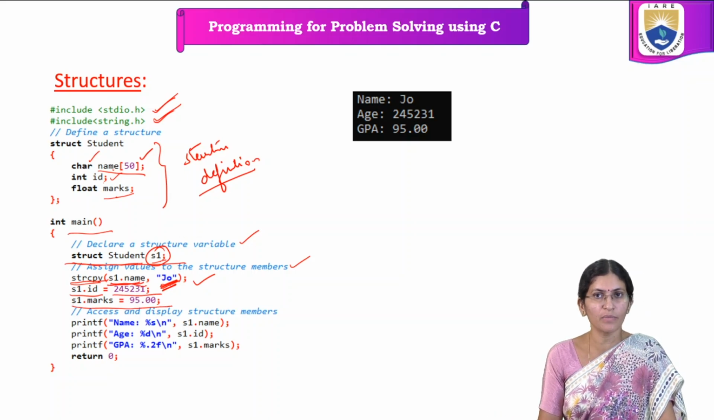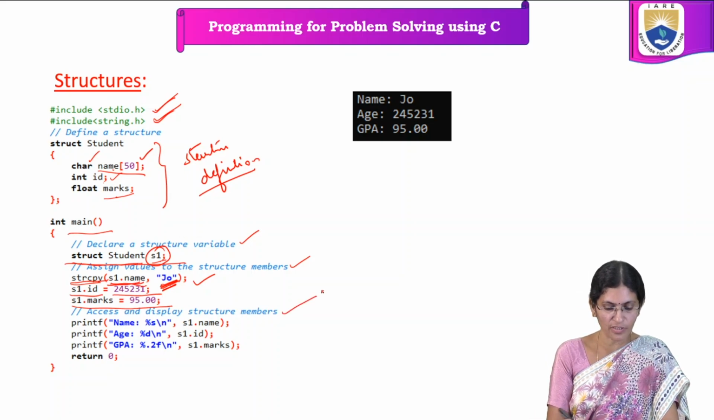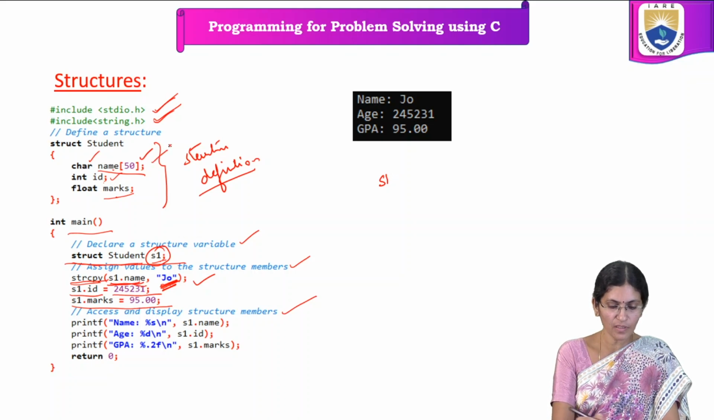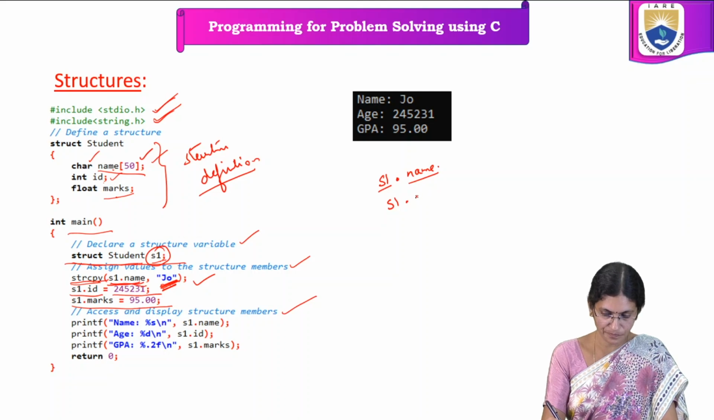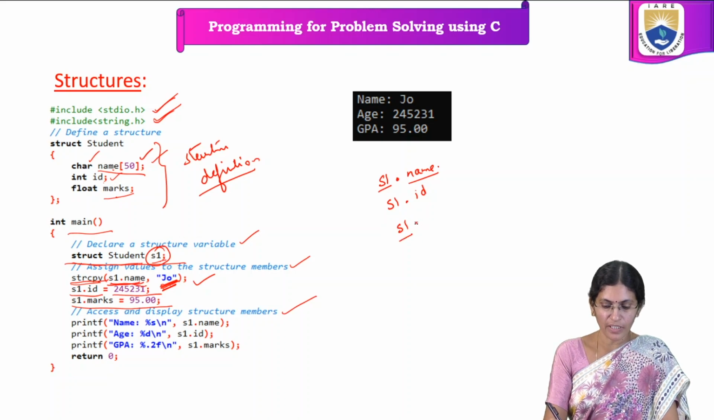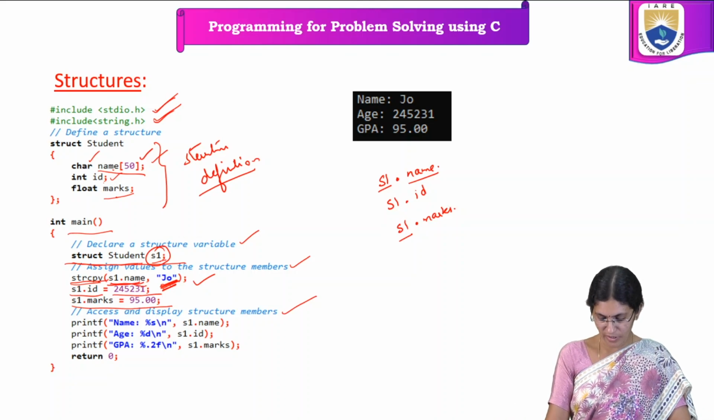In order to access and display structure members, we can use the dot operator also. Each member of the structure can be accessed by using the dot operator. To access the first member of the structure, dot name is required: s1 dot name, so variable and then dot name. Next, to access the second member of the structure, s1 dot id. Then to access the third member, the variable name dot marks. So this is how we can access each member of the structure.